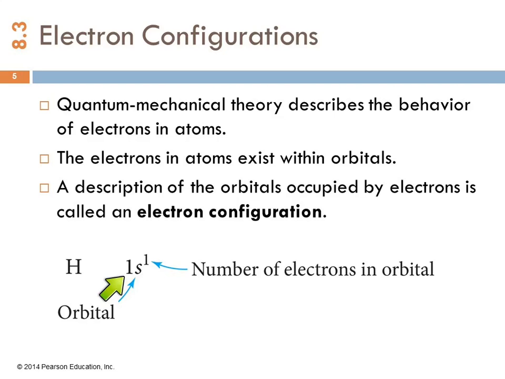The lowest energy is where it's going to be. So n equals 1, that first principal energy level, is going to be the lowest. In that energy level, there's only one orbital. It's the s orbital. So there's one s, and each orbital can hold 2 electrons. There's only 1 electron here, so we put a superscript of 1 to tell us there's 1 electron in the 1s orbital. And this is the electron configuration for hydrogen.